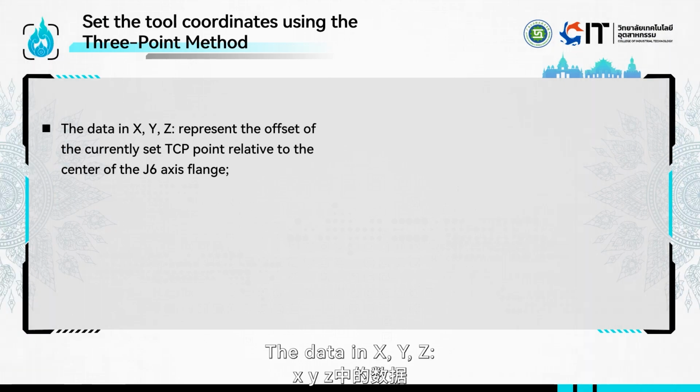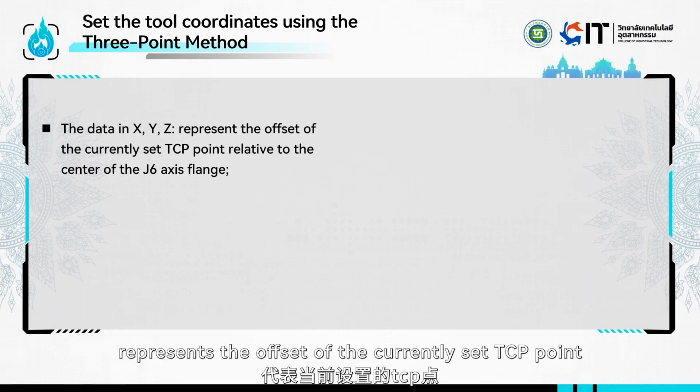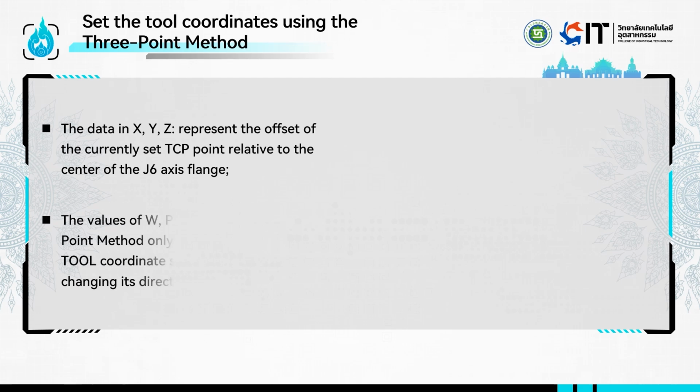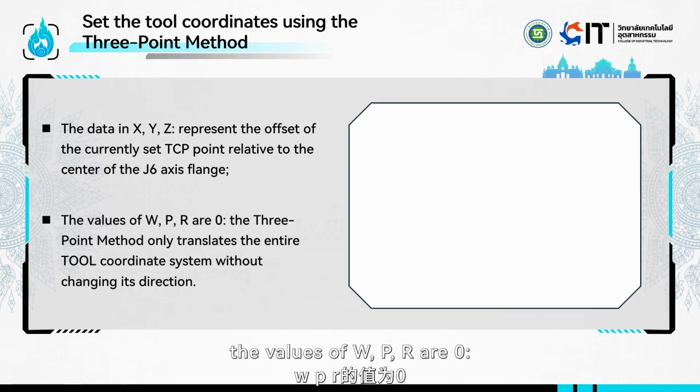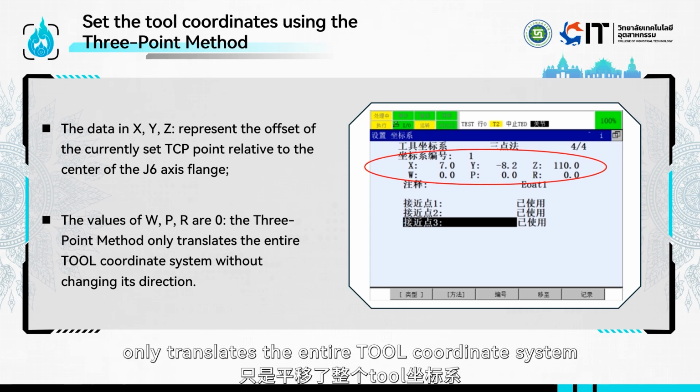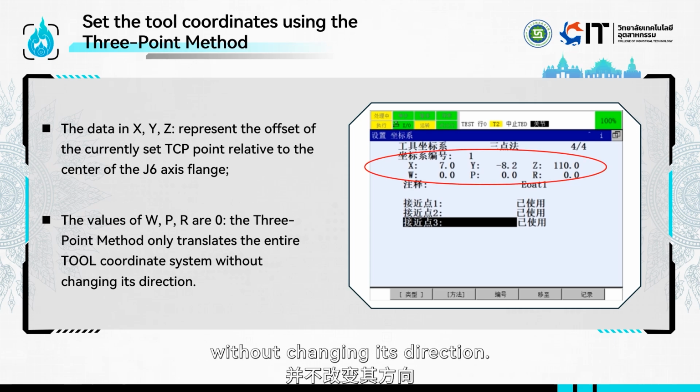The data in X, Y, Z represents the offset of the currently set TCP point relative to the center of the J6 axis flange. The values of W, P, R are 0. The 3-point method only translates the entire tool coordinate system without changing its direction.